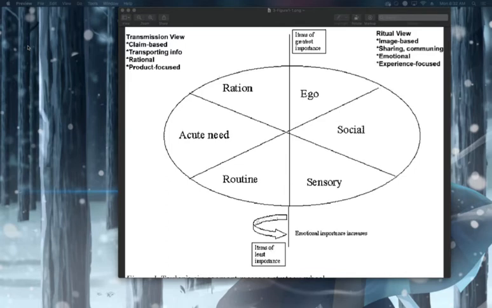So let's go over a couple of these. Again, we've got rational, acute need, and routine. So ration or rational is basically what it sounds like. It is rational appeals to help you buy a particular product or persuade you to buy a particular product. If I'm using a rational claim, I'm going to talk about some of the things that you might have questions for already. I may keep it very simple to say, I would want you to purchase this because it makes sense.